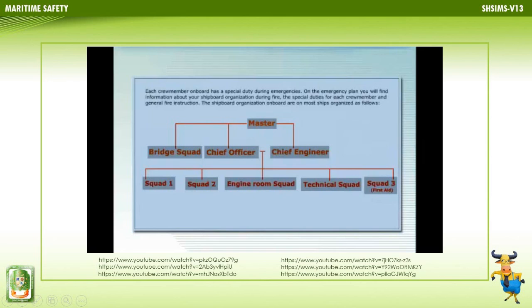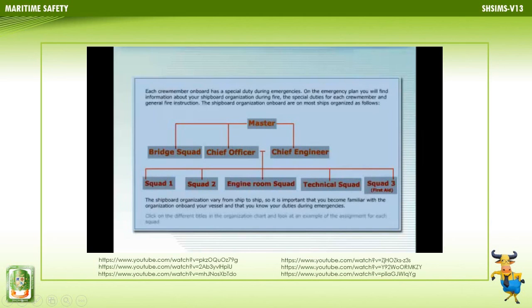Each crew member on board has a special duty during emergencies. On the emergency plan, you will find information about your shipboard organization during fire, the special duties for each crew member, and general fire instruction. The shipboard organization on board is on most ships organized as follows. The shipboard organization varies from ship to ship, so it is important that you become familiar with the organization on board your vessel and that you know your duties during emergencies.